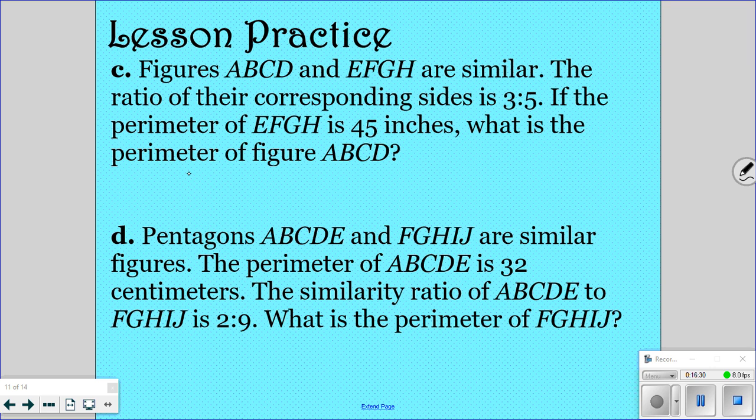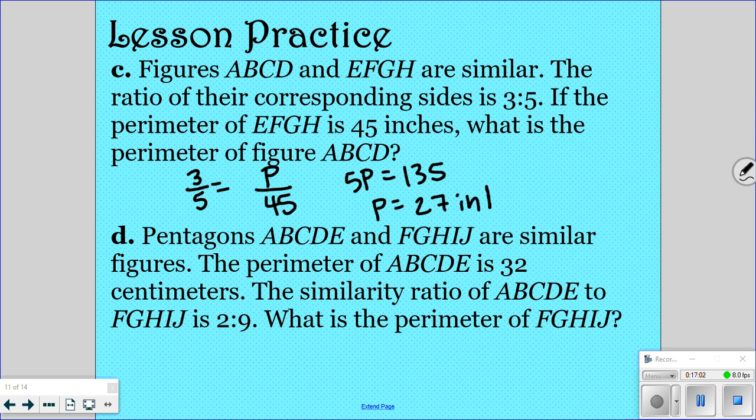So we know the corresponding sides are in a ratio of 3 to 5, and EFG is the second one they give us. So the 45 has to go on the bottom, and then we're looking for the perimeter of the first one. So then you multiply, you get 5p equals 135. And so if you divide by 5, p will equal 27 inches.